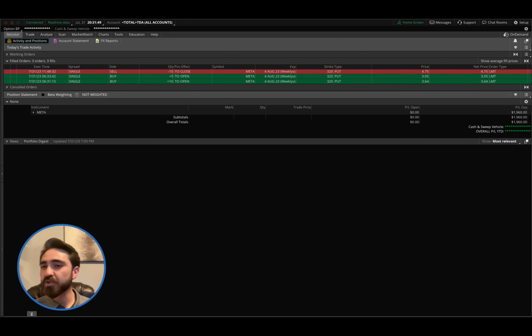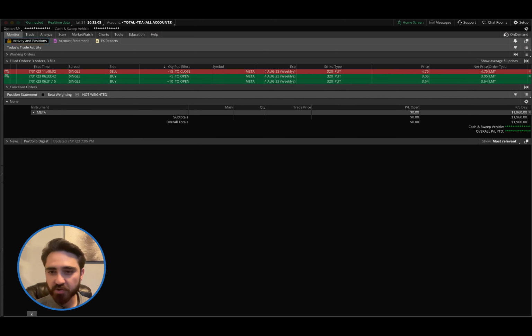7,125. If you do the math here, you can do 475 times 15, and that's basically where you're going to get the 7,125, subtract the cost of the trade, which was the 5,165, and that's basically where you have that $2,000 difference, 1,960 to be exact, if you guys wanted to do the math there. But like I say, think of it like a used car.